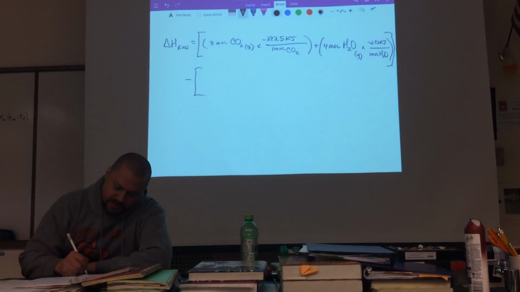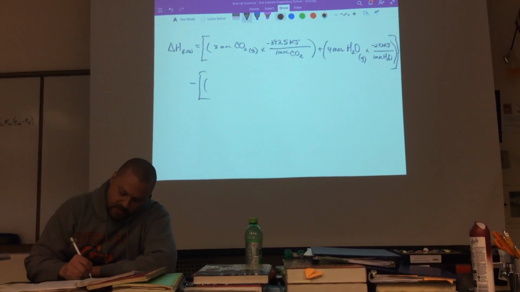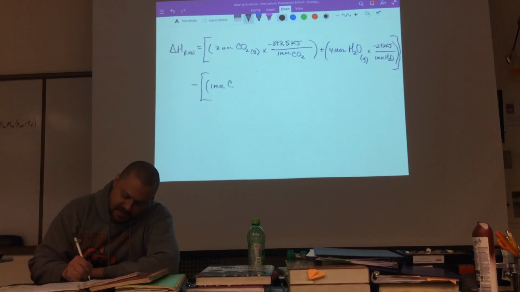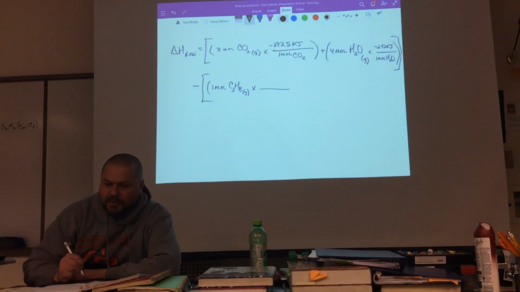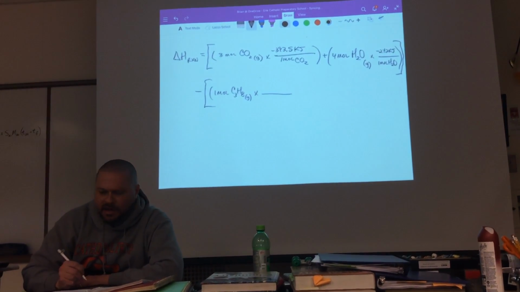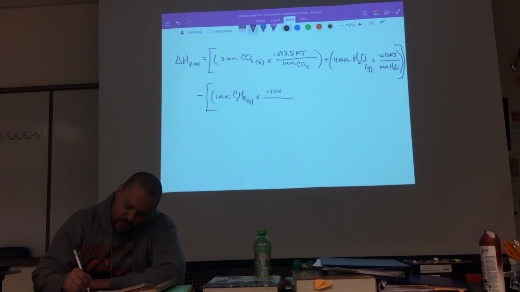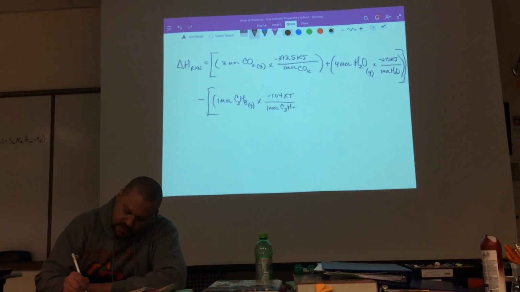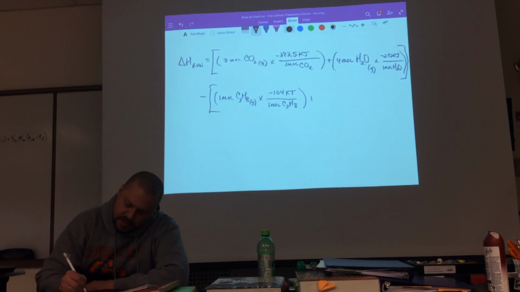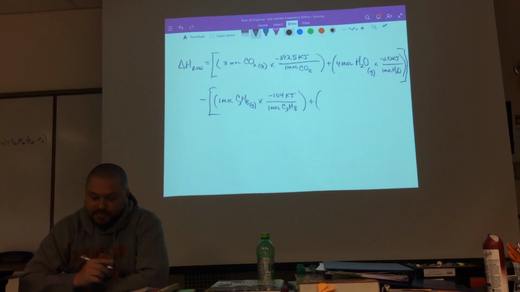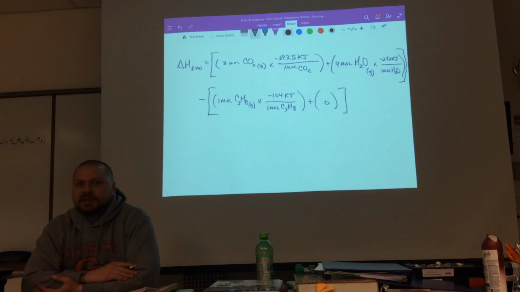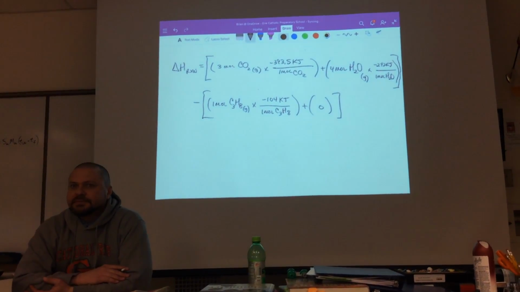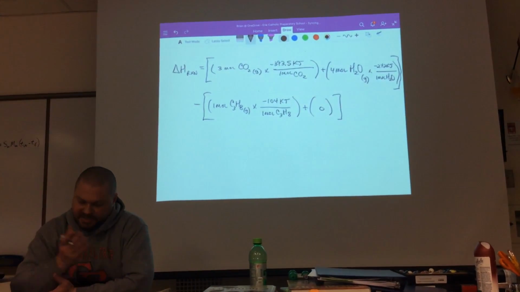So here I'm going to have parentheses, I'm going to have 1 mole of C3H8 gas times its enthalpy of formation. I go look that up, and this is negative 104 kilojoules per 1 mole of C3H8, plus, because that's the sum of, 0. Why is that 0? Because O2 is in its standard form. It's in its standard state.